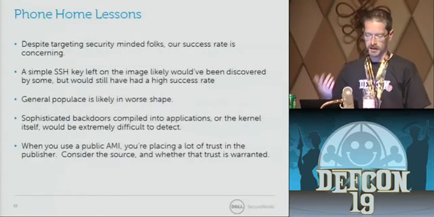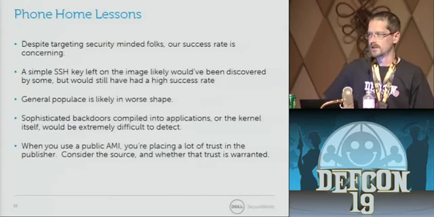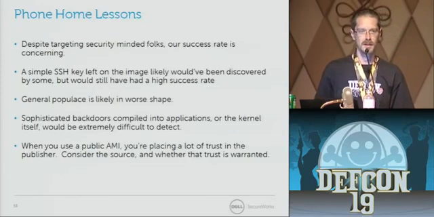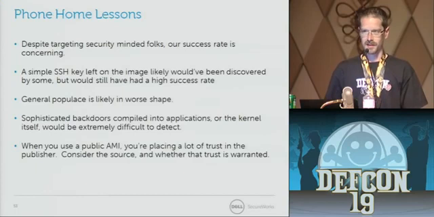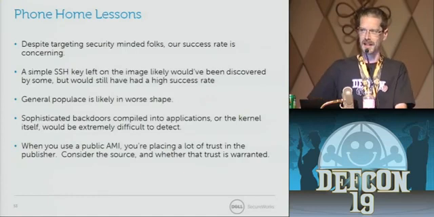So our lessons here, we kind of summarized them already. One interesting thing I think is that it doesn't seem like too much of a stretch to say that the average user is probably worse off than our sample. Again, more sophisticated backdoors would be harder to detect than this, and nobody detected this. So that doesn't bode well for using malicious AMIs and actually finding them.